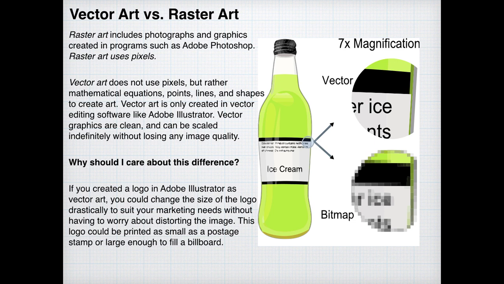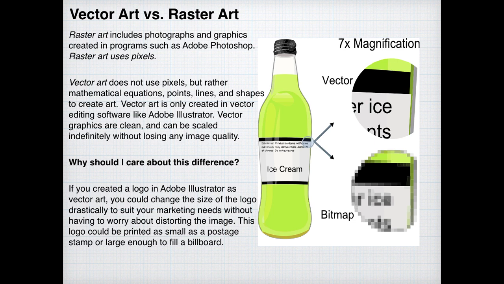So that's why we want to create logos and illustrations in Illustrator, so that we can print our illustration on a postage stamp, which is very small, and use that same illustration on a billboard without sacrificing image quality. Why should I care about this difference? Like I mentioned, if you're creating a logo or an illustration in Illustrator, you can drastically change the size without distorting the image.